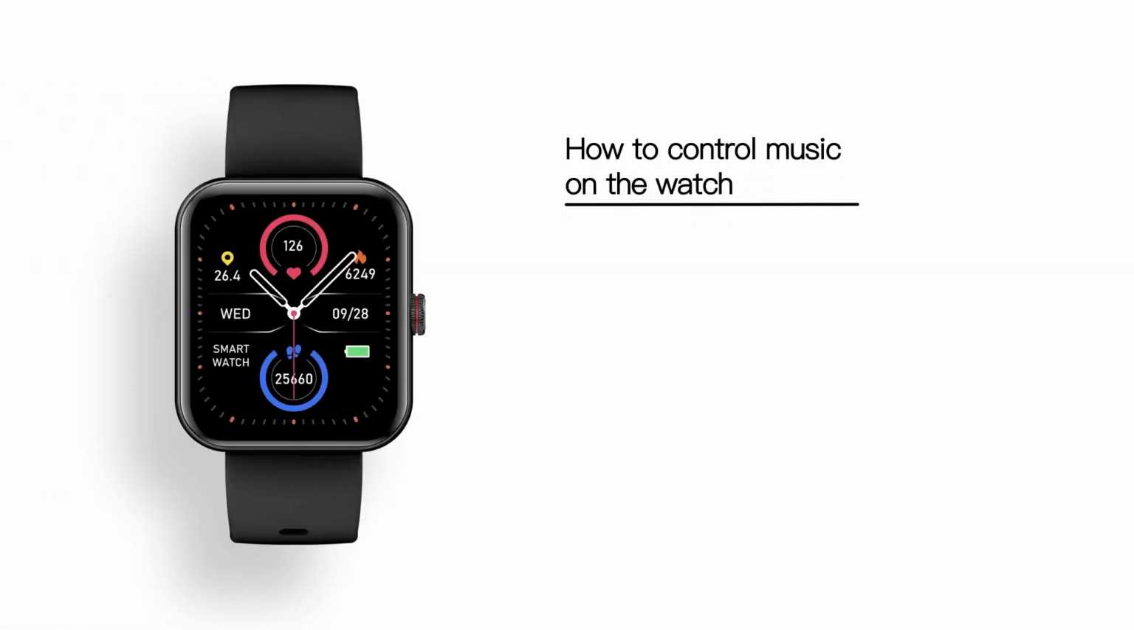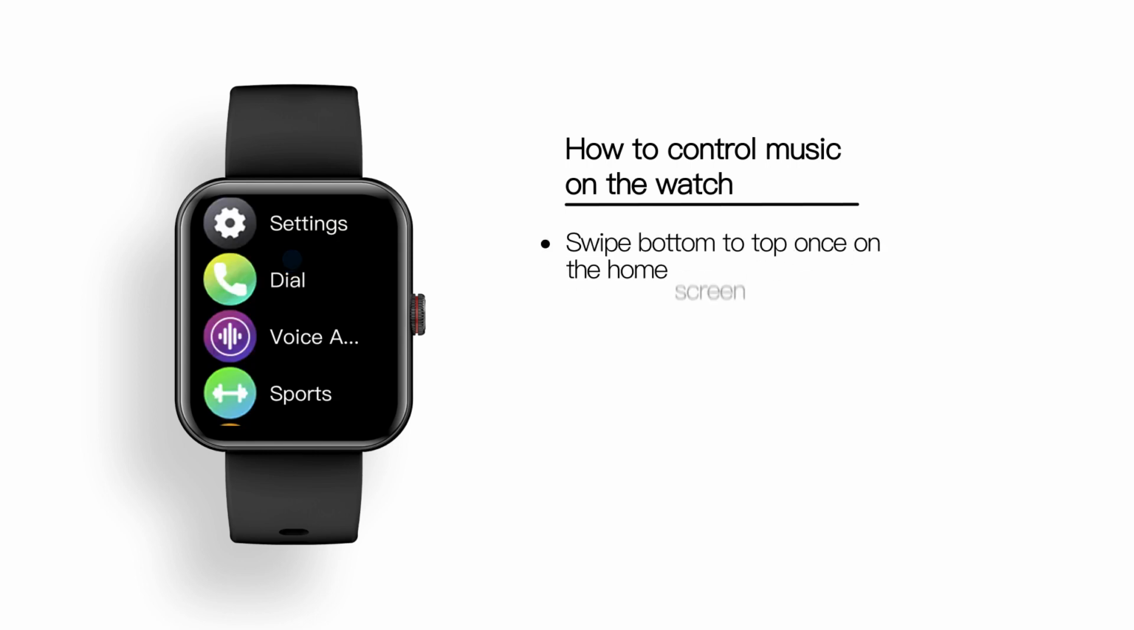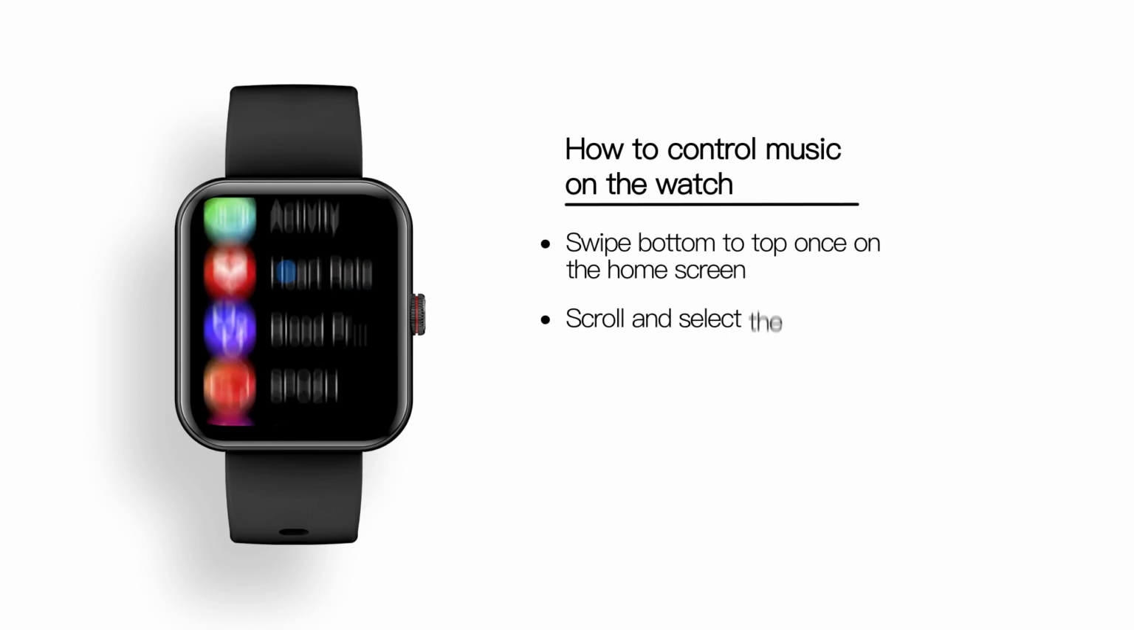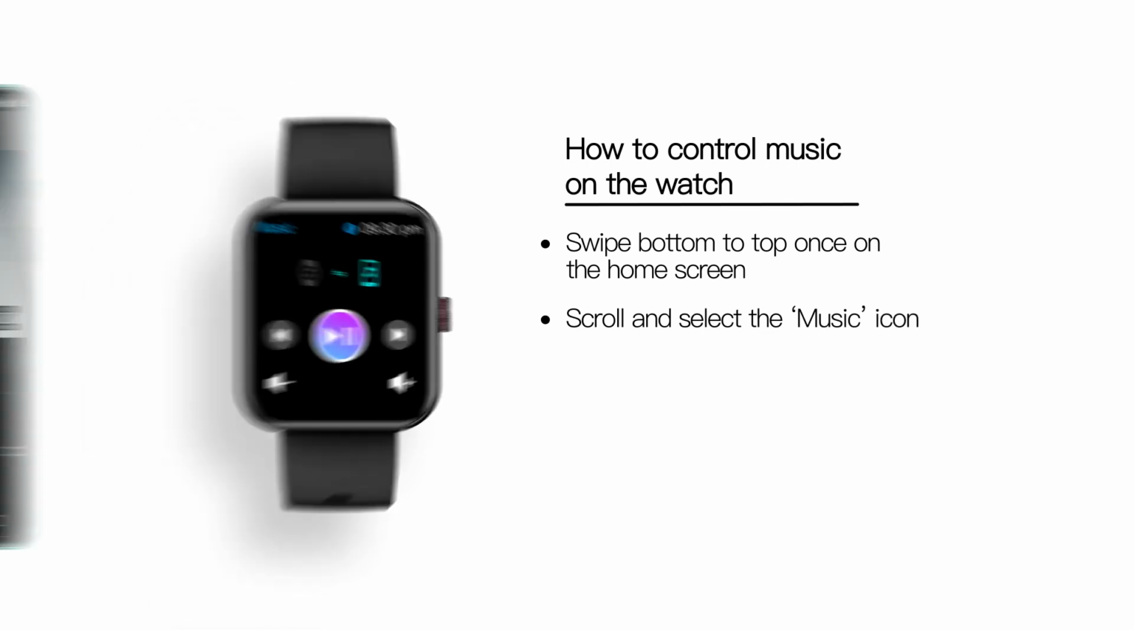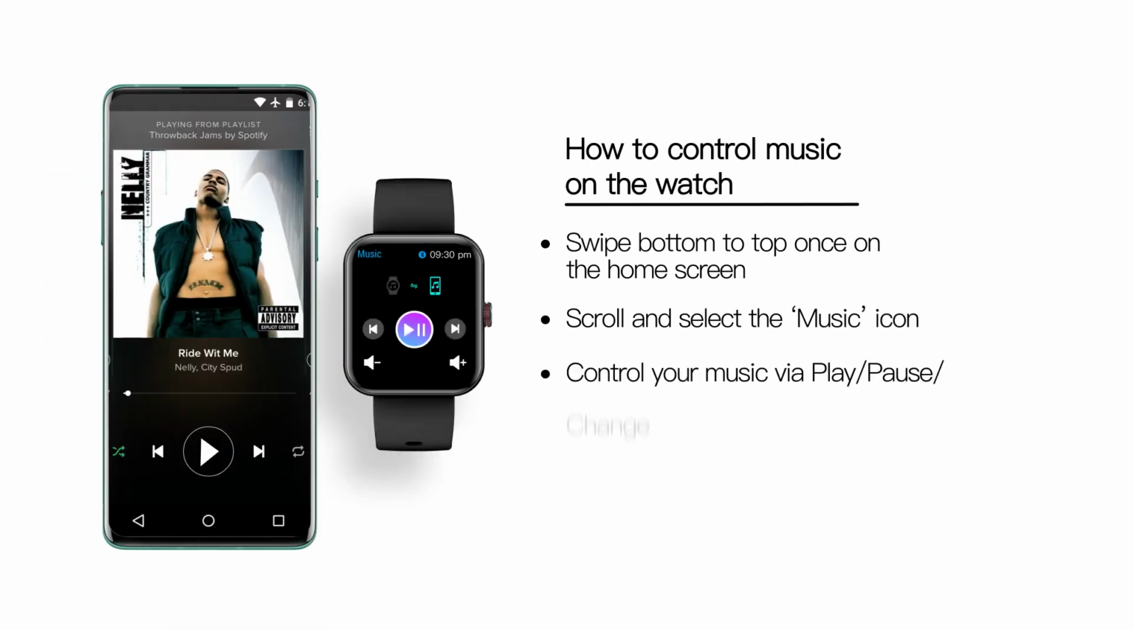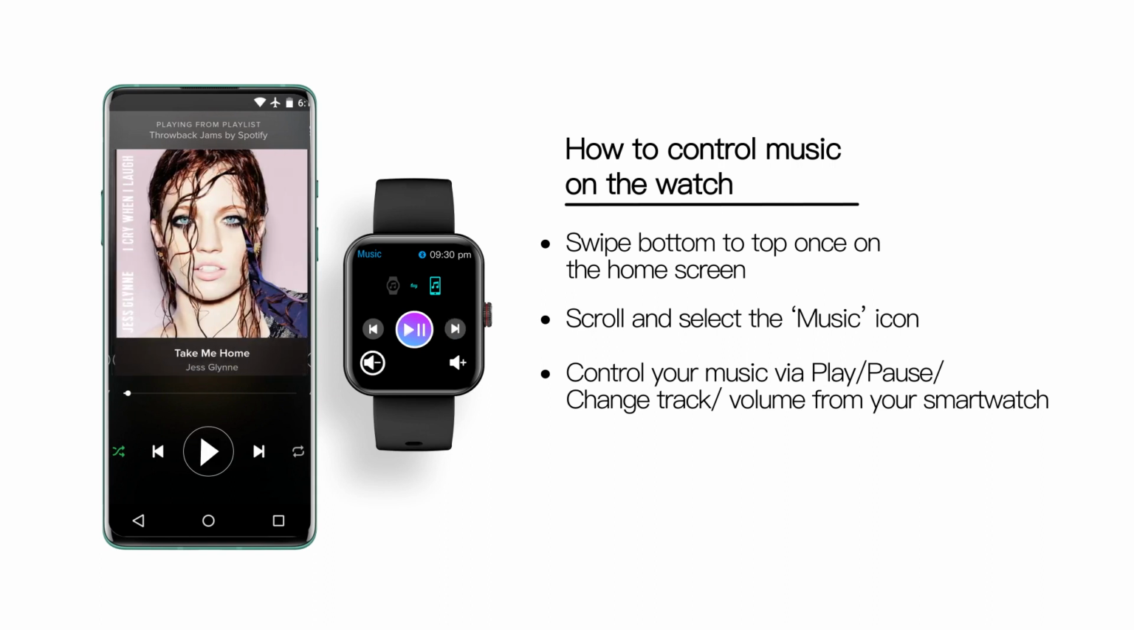How to control music on the watch. Step 1. Swipe bottom to top once on the home screen. Step 2. Scroll and select the music icon. Step 3. Control your music via play, pause, change track, or volume from your smartwatch. Note: disconnect BT 3.0 from phone in order to control music from watch.